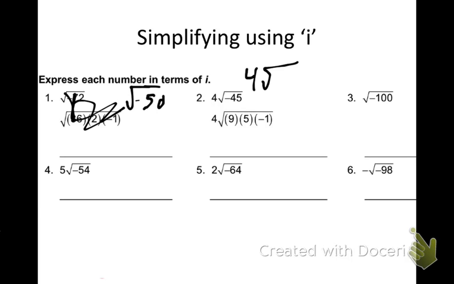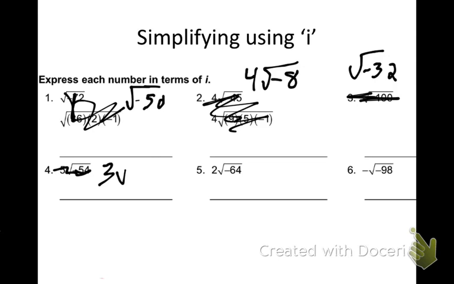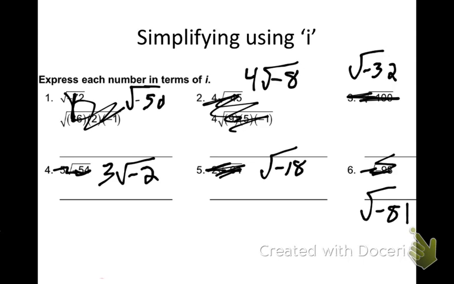The square root of negative 8. Ooh, that's a good one. Square root of negative 32. 3 square root of negative 2. That's a good one right there. Is that right? Square root of negative 18. And let's go the square root of negative 81. Okay, take a couple seconds to try those 6.